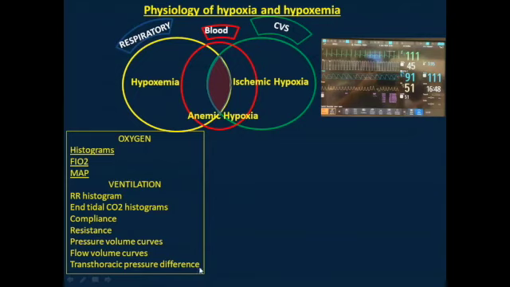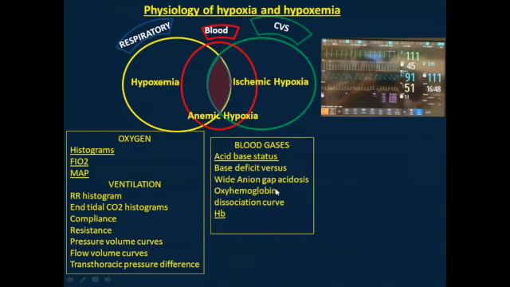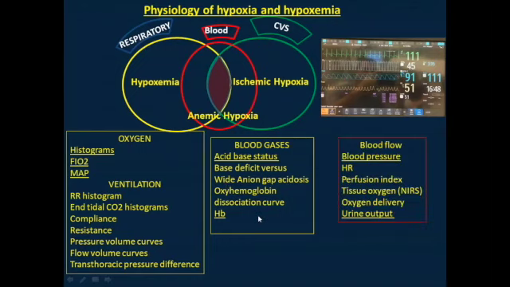Transthoracic pressure difference can be assumed or calculated based on other parameters, but that's actually not the focus of our talk today. Blood gases, we need to assess acid-base status, base deficit versus wide anion gap acidosis, oxygen hemoglobin dissociation curve, and the hemoglobin concentration. So we need to assess the blood gases in more physiologic details.